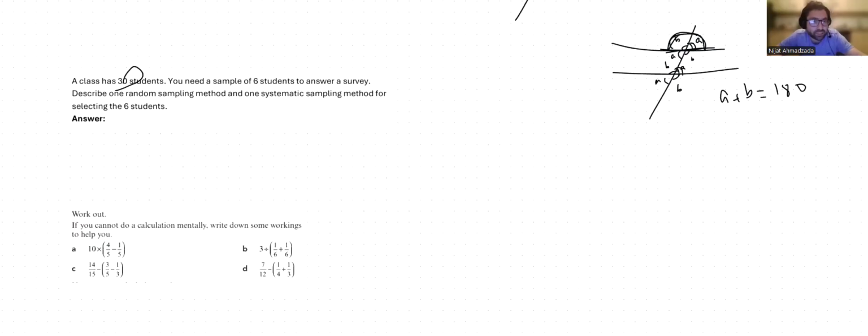Next one, a class has 30 students. You need a sample of 6 students to answer a survey. Describe a random sampling method and a systematic sampling method for selecting those 6 students. How can we do it randomly? How can we do that so that we can make sure that it is random? Easy way. One of the students answered it. That is what we have to do.